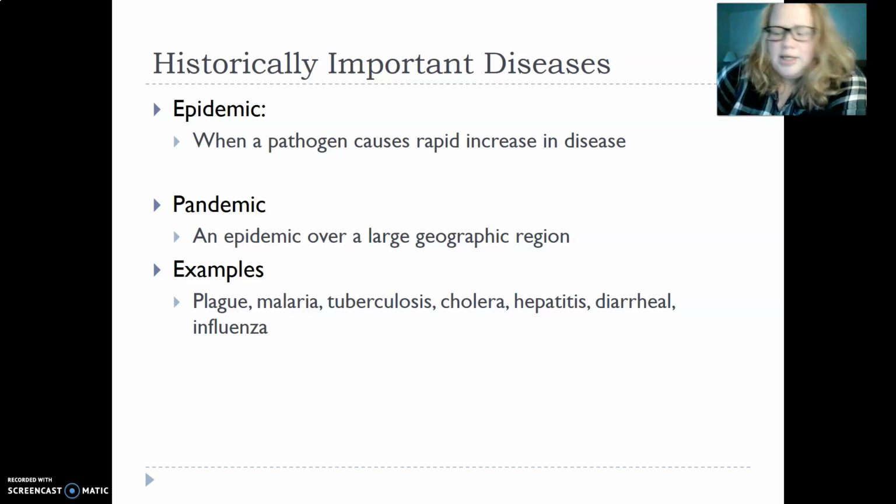Okay, epidemics. So, no time like the present. An epidemic is when a pathogen causes a rapid increase in disease, and a pandemic is an epidemic over a large geographic region. So an epidemic could be like a flu epidemic in the United States. A pandemic would be like a COVID epidemic across the world. Examples of other epidemics throughout history would be plague, malaria, tuberculosis, cholera, hepatitis, diarrheal epidemics, and influenza.